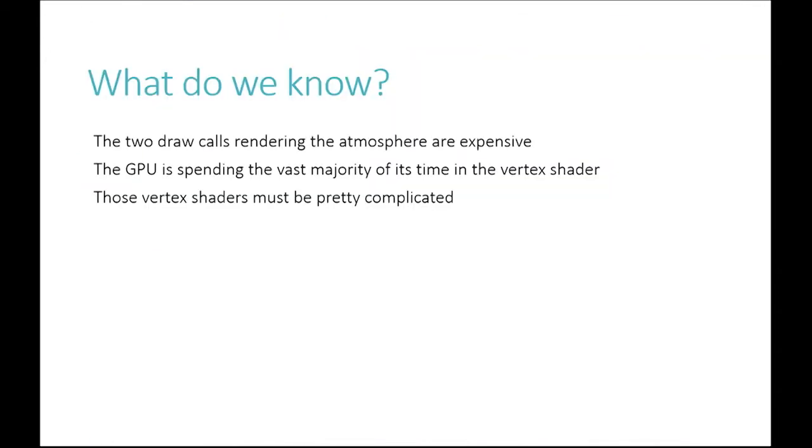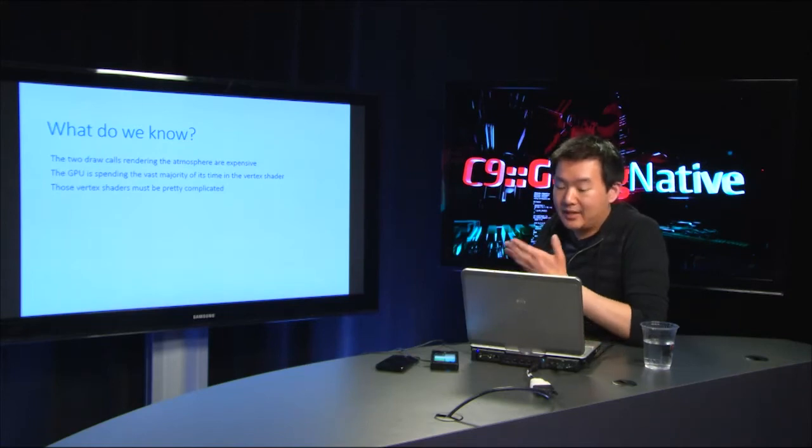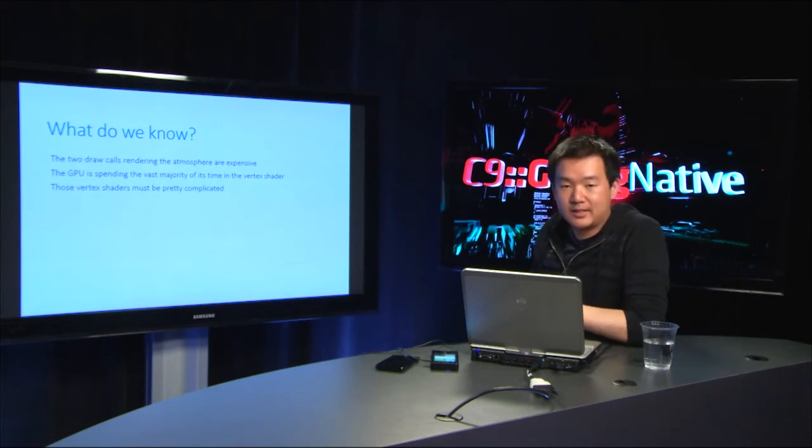So what do we know so far about these two draw calls? Trivially, just by looking at the times per draw call, we know that drawing the atmosphere is pretty expensive. It's the most expensive singular thing in this scene. So the draw calls take a long time. We know that easily. We also know, by looking at the counters, that the GPU is spending the vast majority of its time just in the vertex shader. And we can also tell why it's slow. It's because the GPU is just executing a ton of shader instructions per vertex.